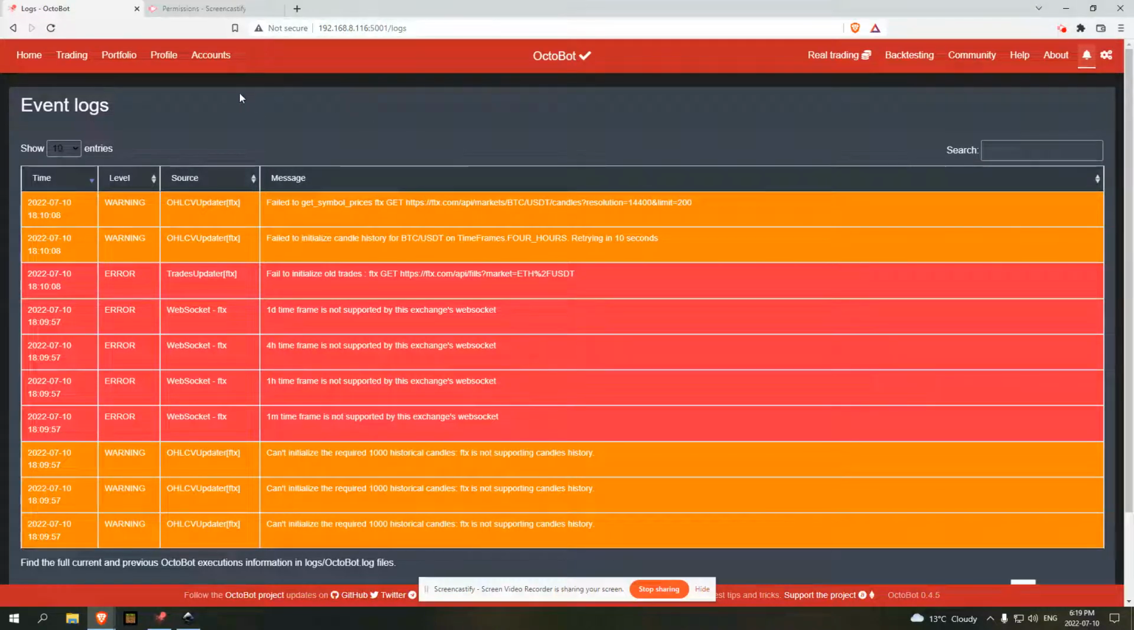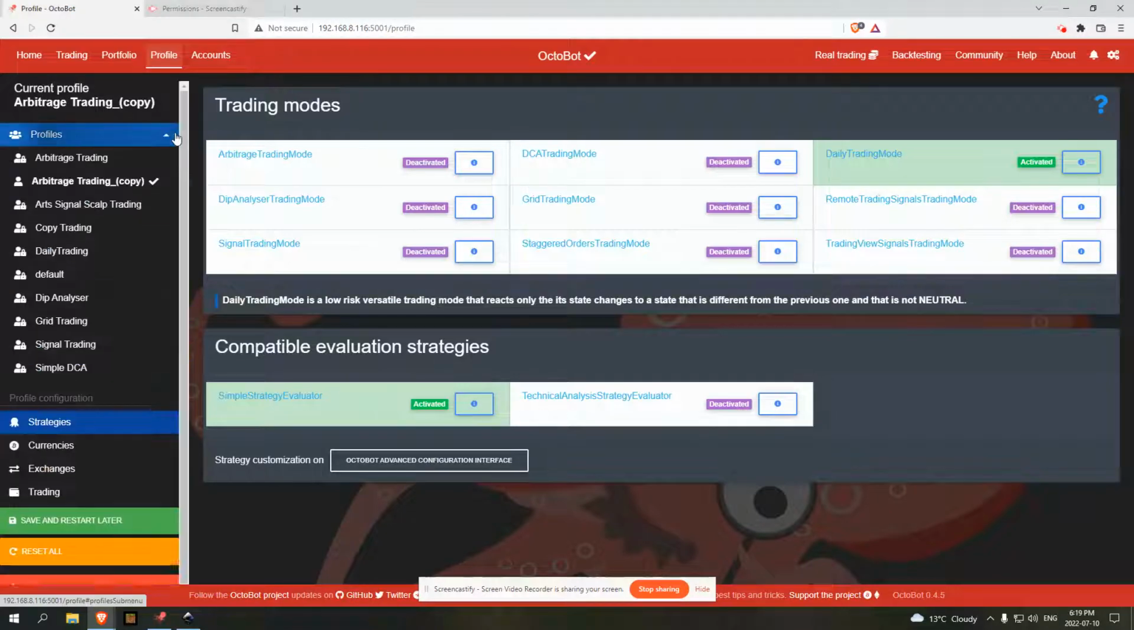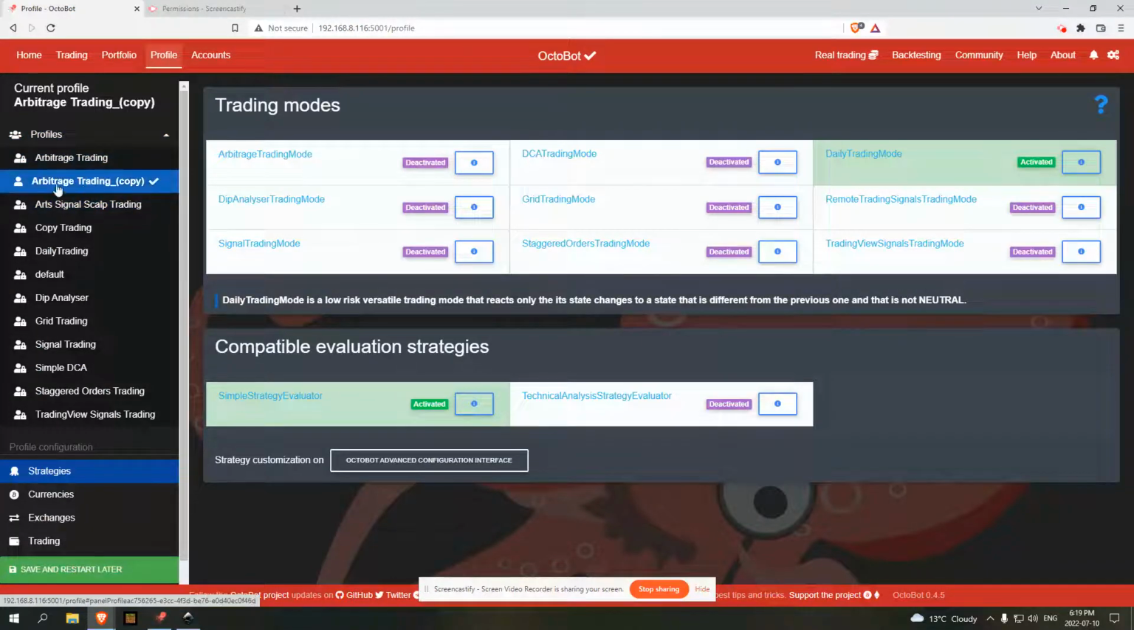So when I log into OctoBot, I've got the daily trading mode activated here. That's over here. I did copy the arbitrage one, but I activated the daily trading mode because I was getting too many issues with the arbitrage one.